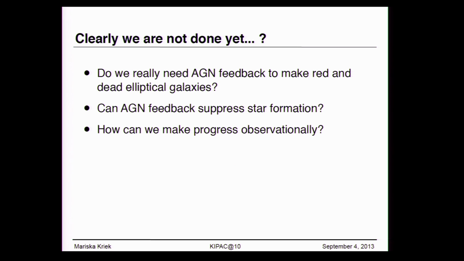Okay, so these are my questions regarding this point. Clearly, we're not done here yet. Some theorists actually claim we don't actually need AGN feedback at all. So that's my first question: AGN feedback, do we need it? And if yes, does it work? Can it actually work? And the other question I want to ask is, what can observers do? How can you really observationally address this? How can you really make the connection between the AGN properties and the galaxy properties?